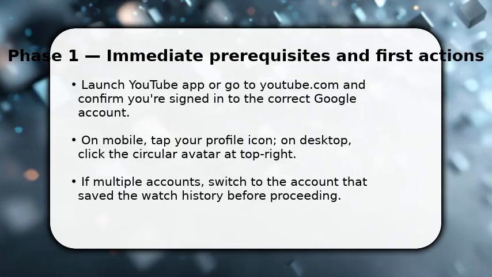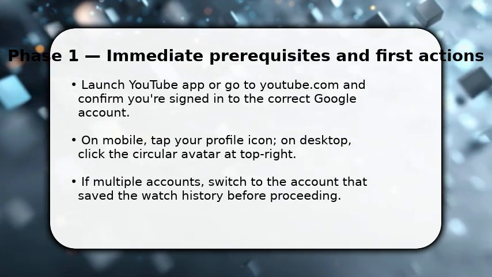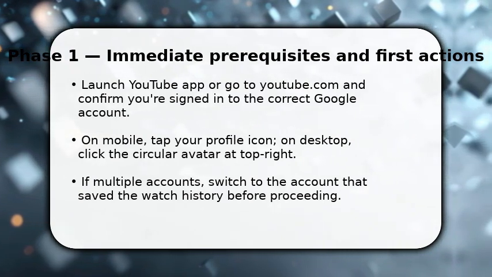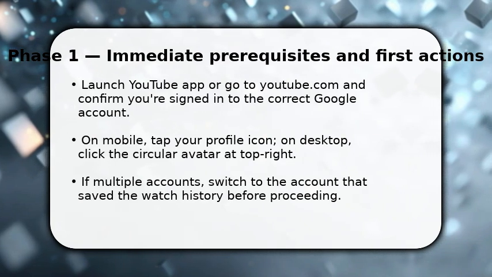You start by opening YouTube and confirming your account. This matters because history is account-specific. Once signed in, tap or click your profile avatar at the top right corner. Make sure you're on the right Google account. If not, switch accounts now.